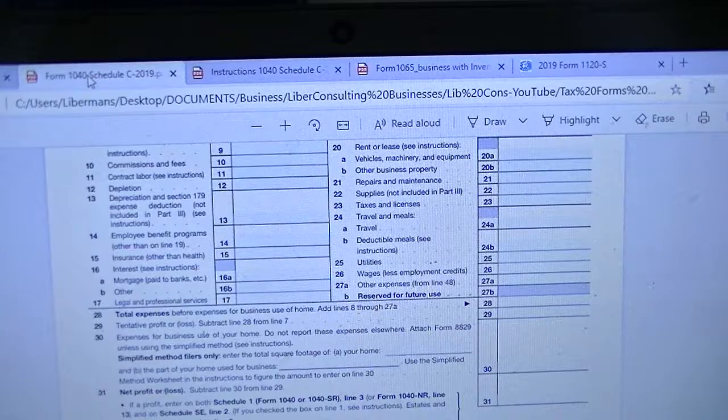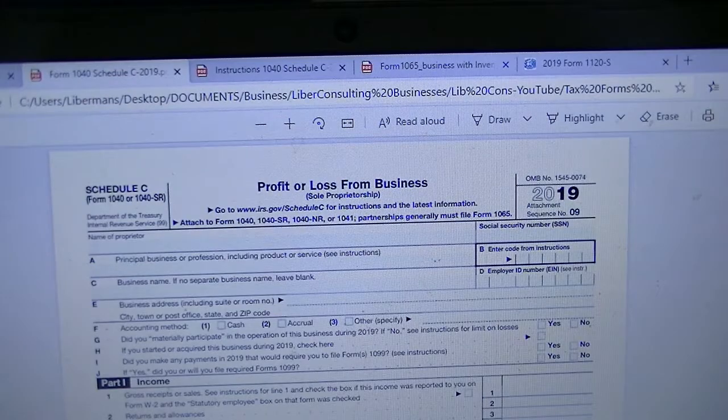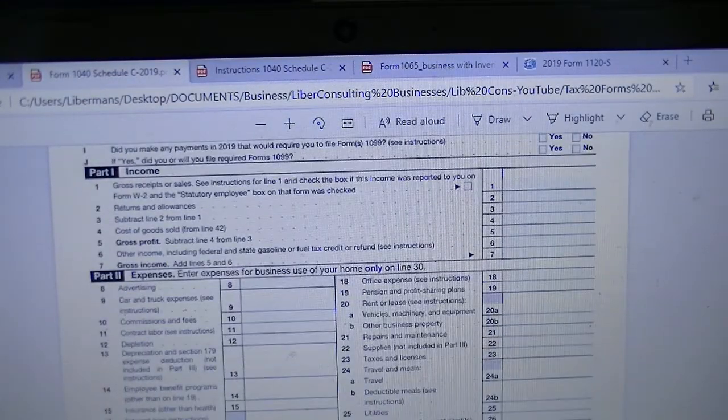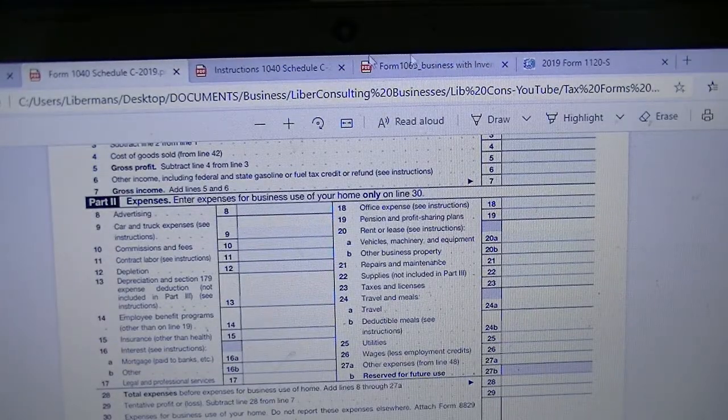So we are on Schedule C here. Let me scroll all the way up. And in Part 2 expenses, there is no special row line for bad debt. So automatically that will go on line 27a, other expenses. But you won't put it here right away.